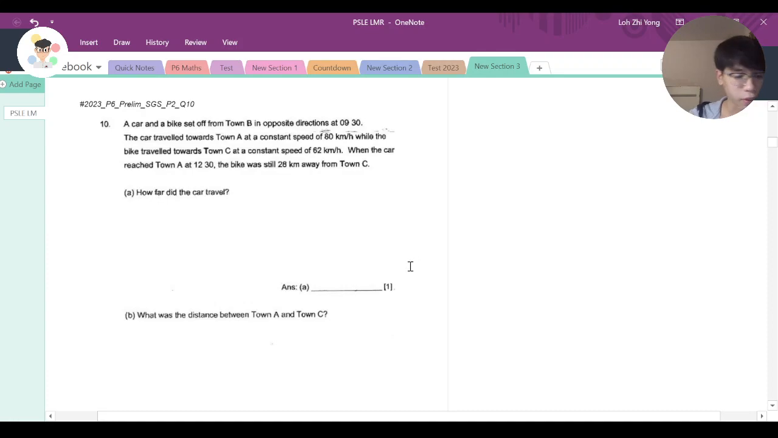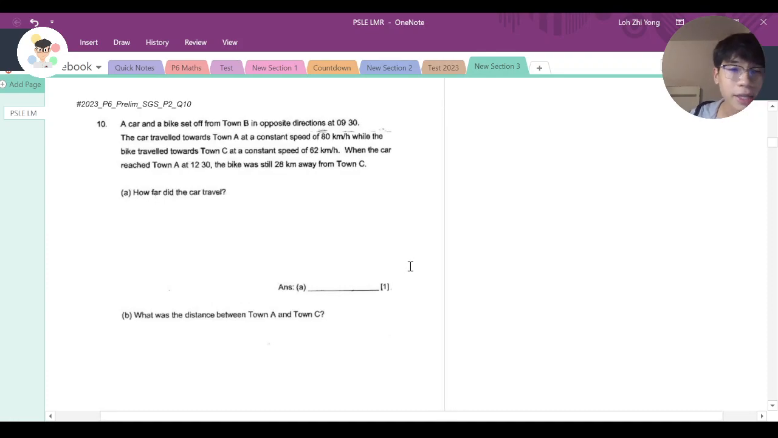Okay, so let's look at this question. This question says that a car and a bike set off from town B in opposite directions at 9:30. So you can imagine that this is town B, one goes this side, one goes this side. For example, this is the car, and this is the bike. And they set off at 9:30.